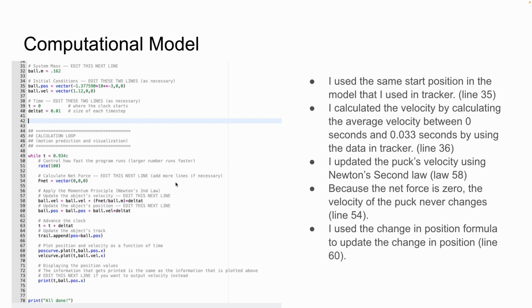I used the change in position formula to update the position of the puck, and that's at line 60 right here. And as you can see, I used a while loop, so this would happen while the time is 0 till the time is 0.933.